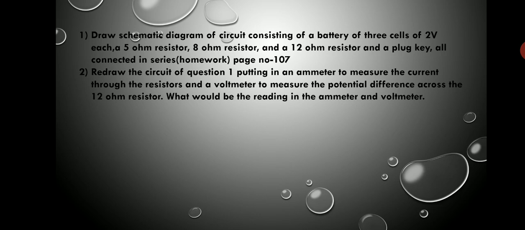The first one: draw a schematic diagram of a circuit consisting of a battery of 3 cells of 2 volt each, and 5 ohm, 8 ohm, 12 ohm resistors and a plug key, all connected in series. So this is the homework. Why? Because you already drew circuit diagrams. Here 3 resistors are connected in series, so you have to draw a series diagram.